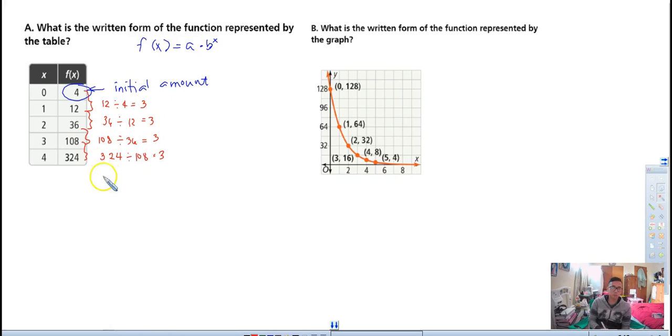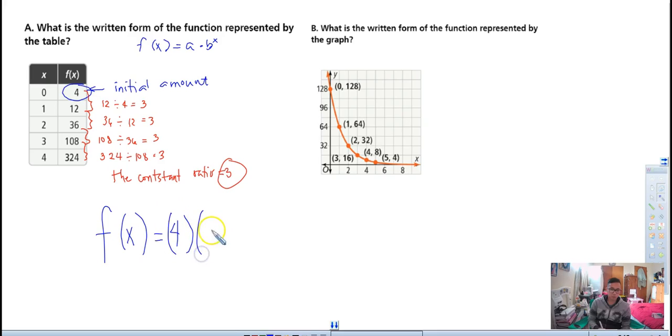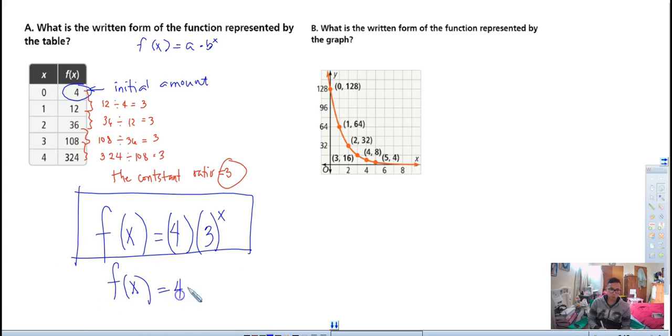Therefore, the constant ratio is equal to 3. So we can now write the exponential function based on the table as f of x equals the initial amount, which is 4, in parentheses, and then the constant ratio, which is 3, raised to x. Or you can write this as f of x is equal to 4 times 3 raised to x. Either of these two is accepted as the written formula for this table. So the function is f of x is equal to 4 times 3 raised to x.